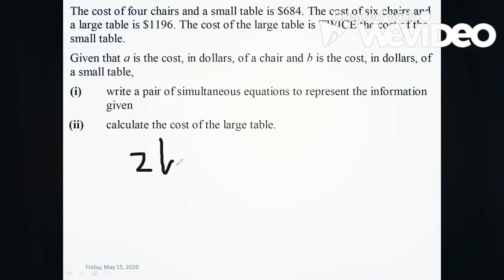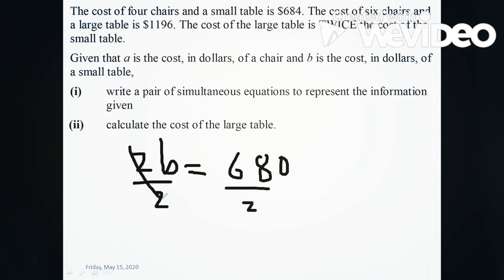So 2b is 680, and we'll divide everything by 2. We get b to be equal to 340. So what do you know? A chair, no, not a chair, a small table. So this represents a small table. Small table costs 340, and a chair costs $86.